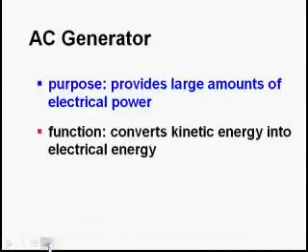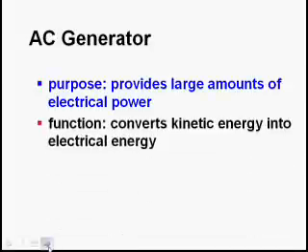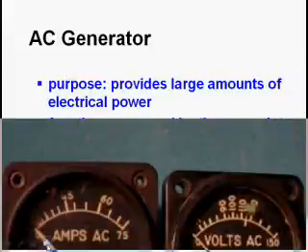You'll notice the purpose and the function here of AC generators are identical to that of DC generators and DC alternators. Why are they on the aircraft? To provide large amounts of electrical power. And how do they do their job? By being an energy conversion device. Oh no, Mr. Bill, another energy conversion device. There it is, converts kinetic energy, or rotating energy, into electrical energy.